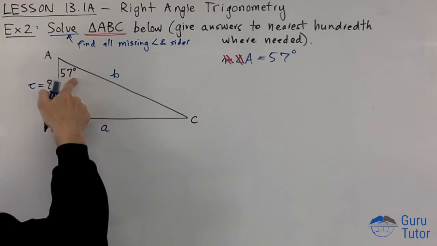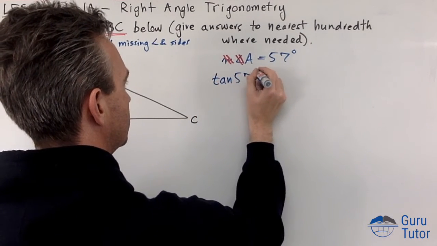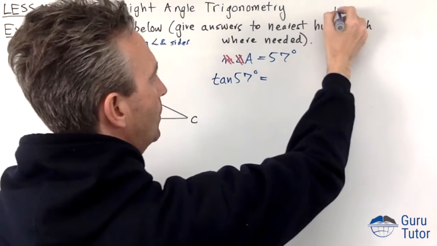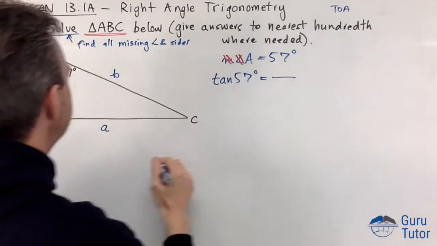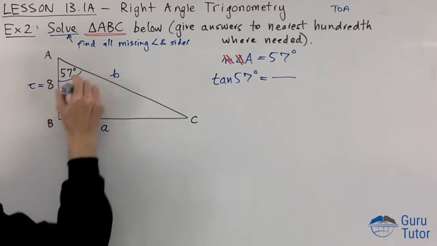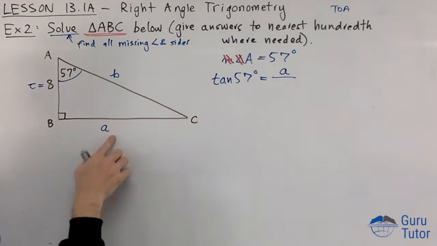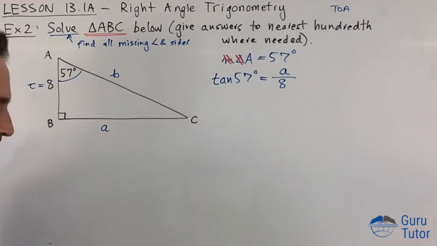So I'm going to go tan 57 degrees. And SOH-CAH-TOA, TOA, right? Tan is opposite over adjacent. So here's my angle theta. Theta, opposite is a, and my adjacent side is 8. And we have to solve this equation now.